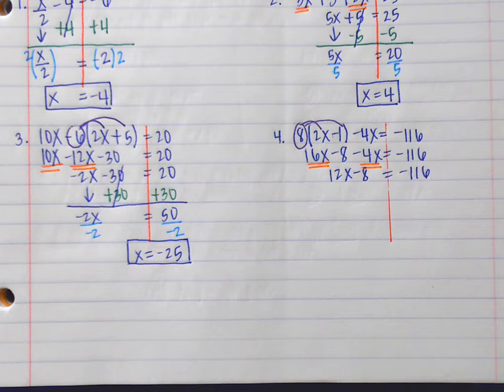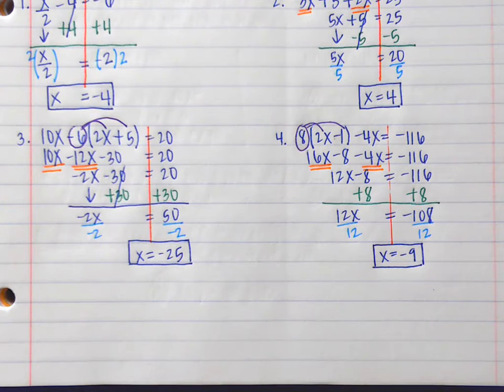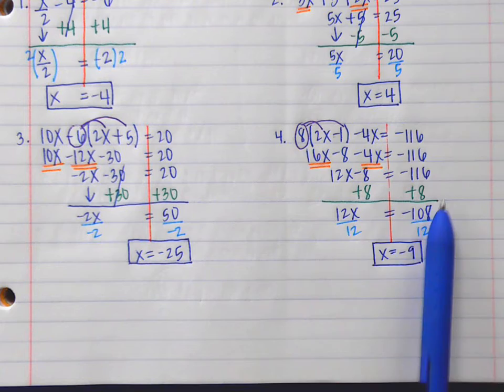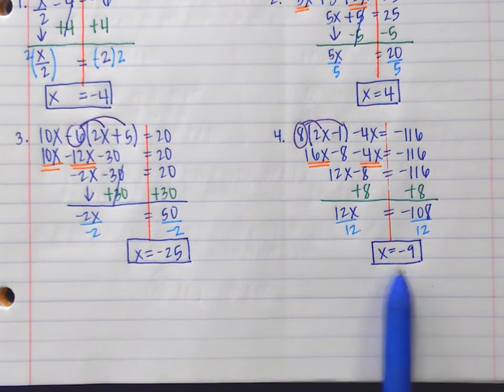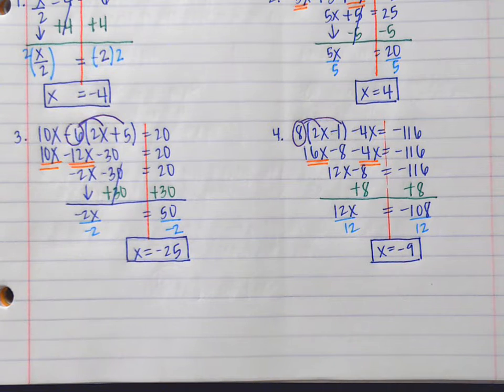So pause me here, try the rest on your own. Okay, so I did the rest of the problem. I added 8 to both sides of the equation. And then to get x by itself, I divided both sides by 12. My final answer is x is equal to 9.